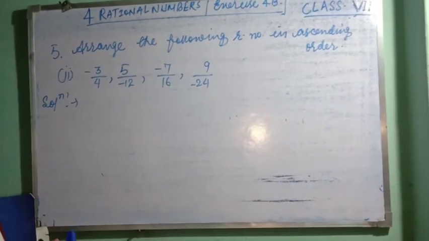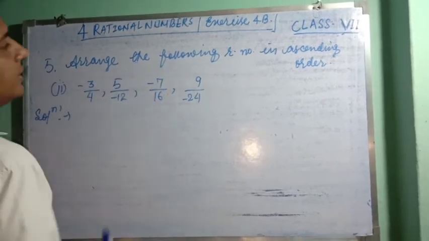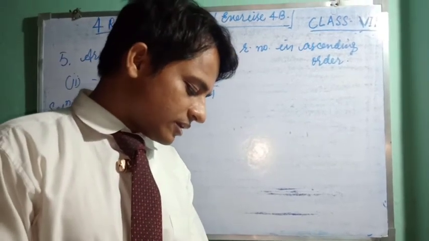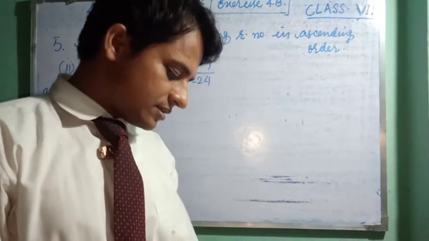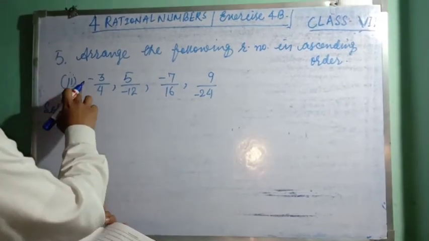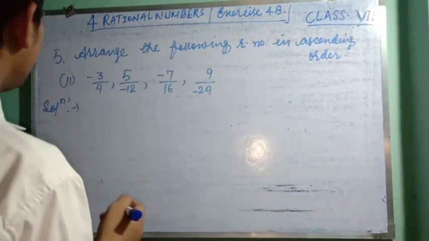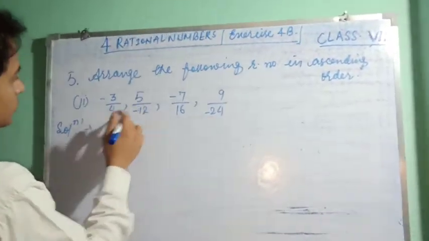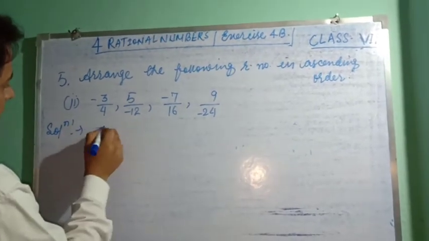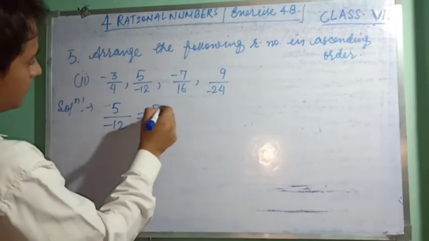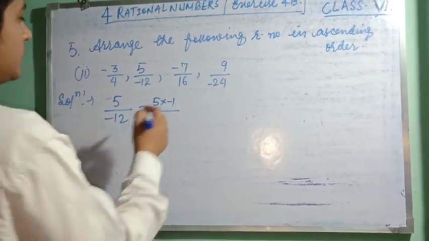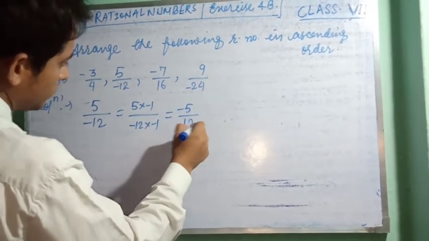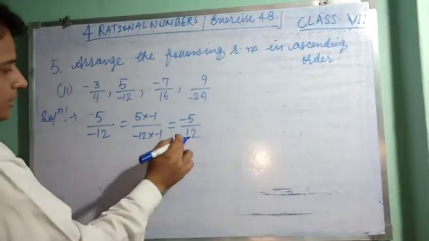Now friends, the next question, last question number 5. Arrange the following rational numbers in ascending order. There are 4 sub questions and I have taken only one, the second sub question. First of all, turn all the negative denominators into positive. Suppose this is 5 upon minus 12. If you multiply 5 and the denominator with minus 1 in numerator and denominator, we get minus 5 by plus 12. So this has turned into a positive denominator.